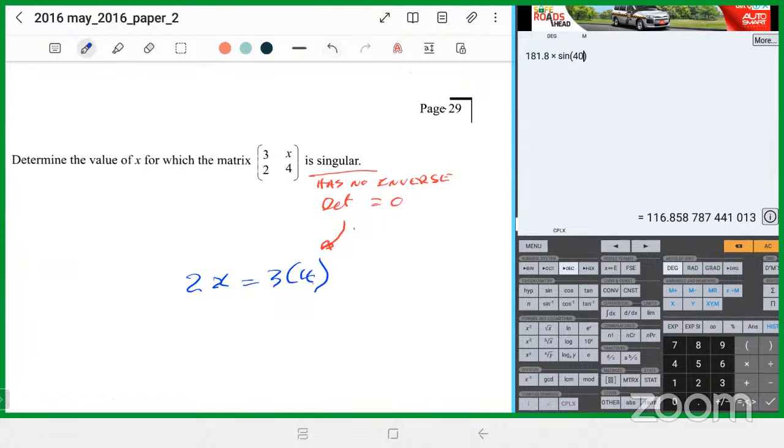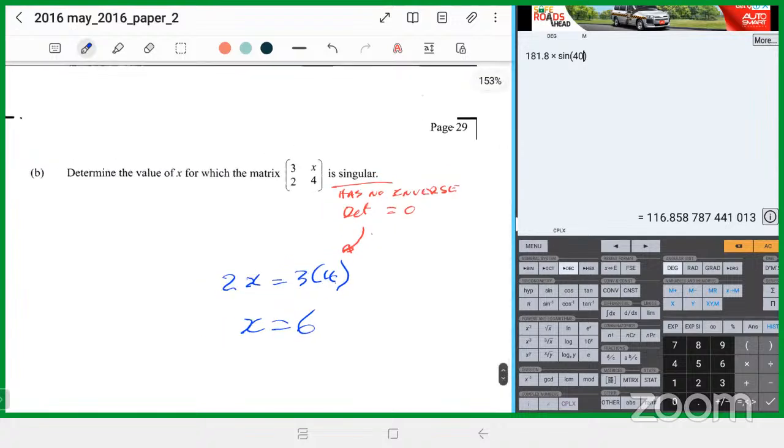When you subtract them to get the determinant to be 0, it means that the two diagonal products are equal. Now this over here says 12. It is 2 times 6 that is equal to 12. So x must be equal to 6. Done.